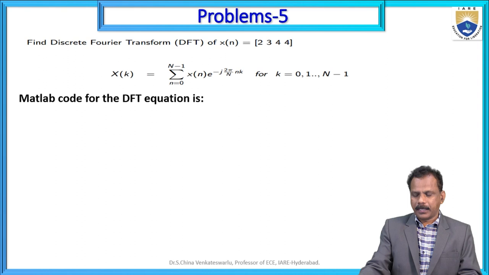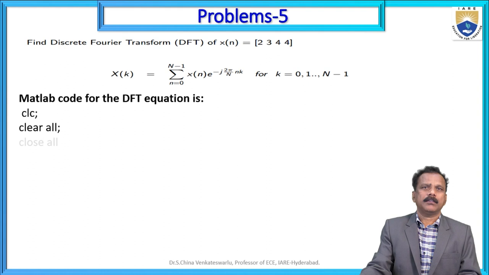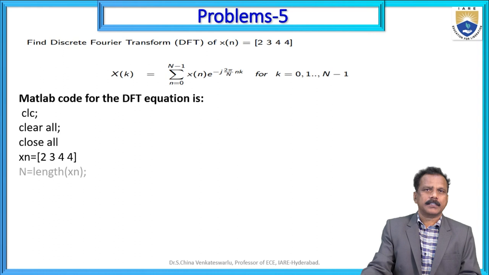For this, we should write clear all, close all. After that, we use xn. That xn is equal to 2, 3, 4, 4. Next, capital N specifies the length of xn. Xn we know is 2, 3, 4, 4, so the length is capital N equal to length of xn, which is 4. Then n is equal to 0 to N minus 1, semicolon.